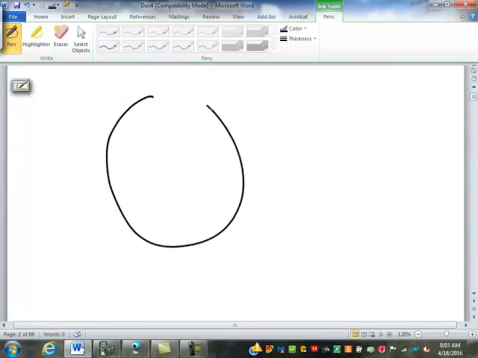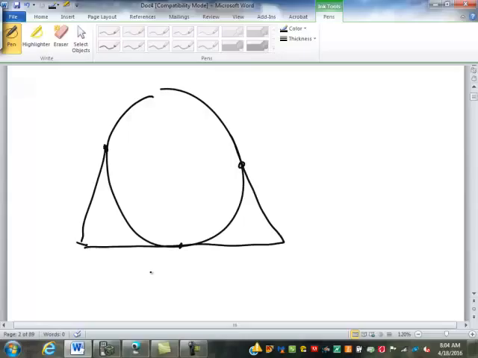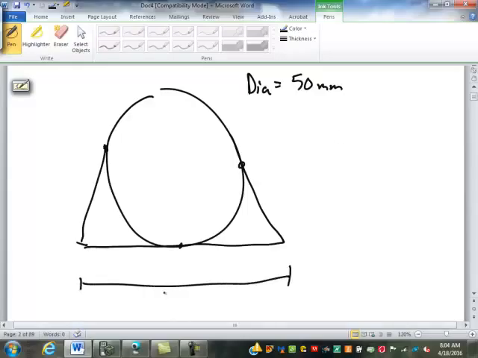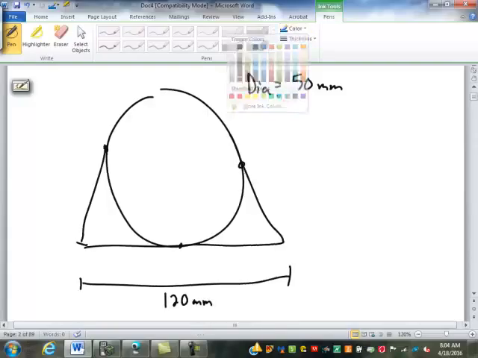Pretend that's a circle. This is tangent here, here, and here. Circle has a diameter of 50 millimeters. And this cross here is 120 millimeters. I want you to find this angle. Assume that it's the same on both sides. So this center of this is centered over the center of the line. So it's symmetrical. Find the angle and the area.